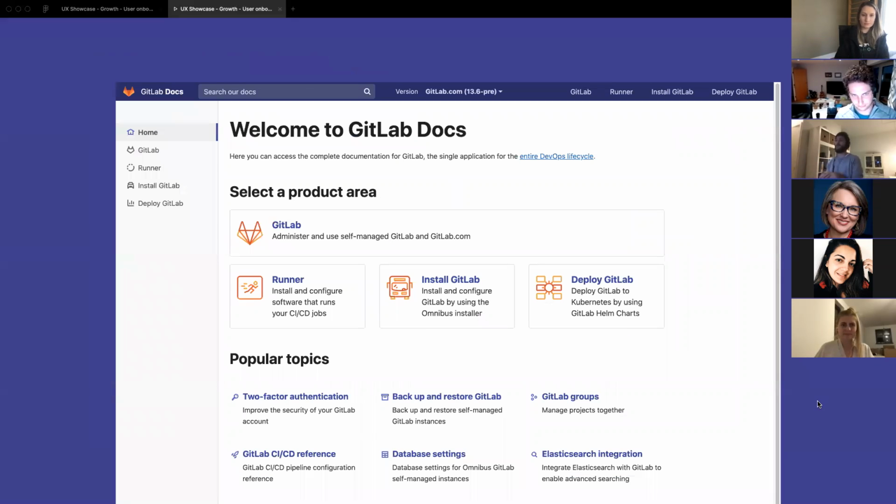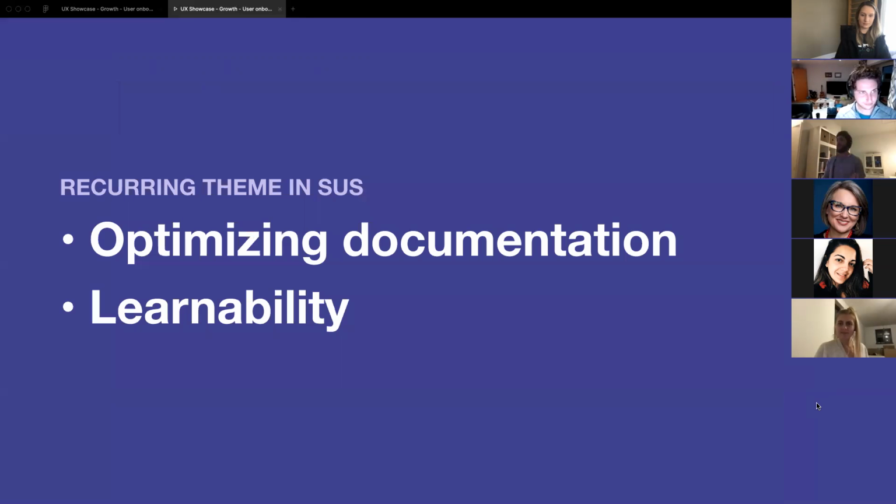Well, most of the time we send users to the GitLab documentation, either through empty states or through other links within the app. This creates a flow where people are in the app trying to do something, but then we send them elsewhere in our GitLab documentation, and they have a lot of text to parse and then have to go back. And it seems that it's not enough, because if we look at our system usability scale for the last, I would say year, optimizing documentation and learnability are a recurring theme.